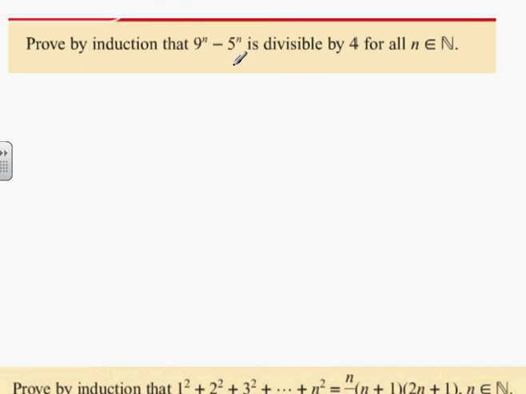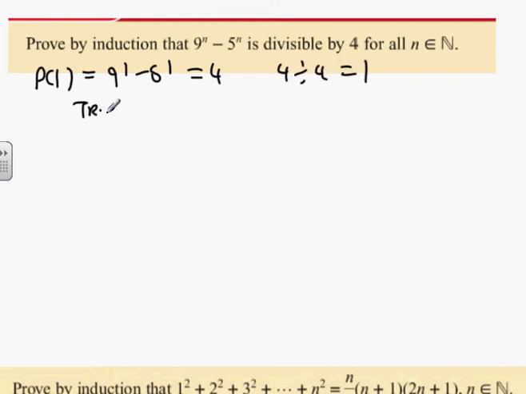Prove by induction that this is divisible by 4 for all n element of N, right? P1, step 1: 9^1 minus 5^1 equals 4. 4 divided by 4 equals 1. True for P of 1. That's 5 out of your 20 marks right there.